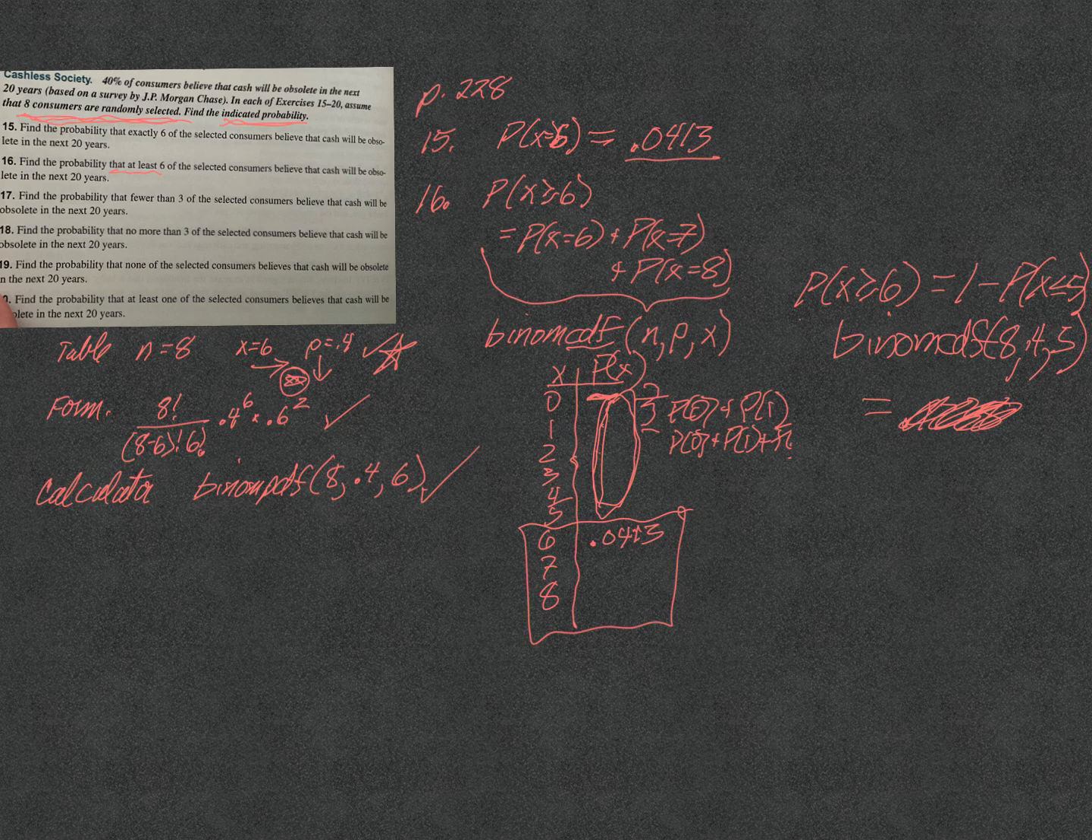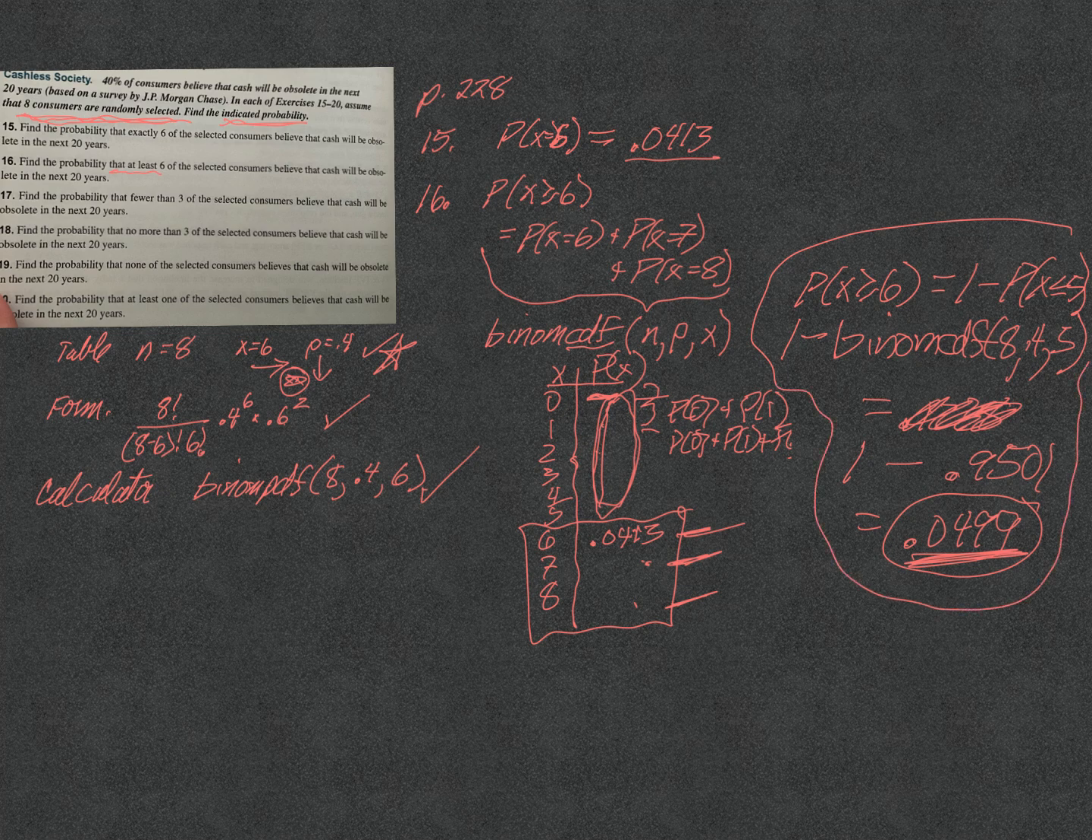And so, okay, I need 1 minus this, so I'm going to have 1 minus 0.9501, which is equal to 0.0499. And that makes sense, because the probability of 6 is 0.041, and these are going to be even rarer, so they'll be smaller, and so just a little less than 5%. Okay? So it's 1 minus the binomial CDF. That's how you can do it on a calculator.